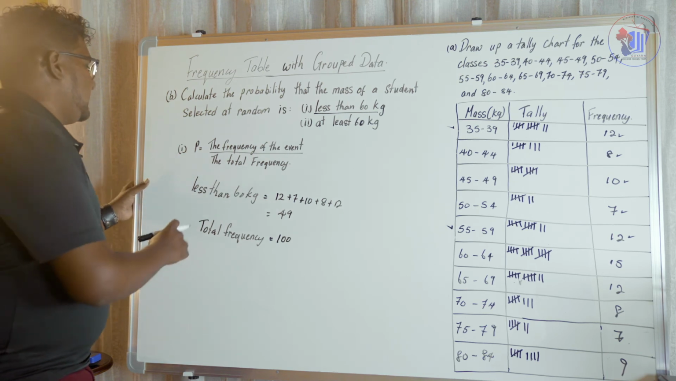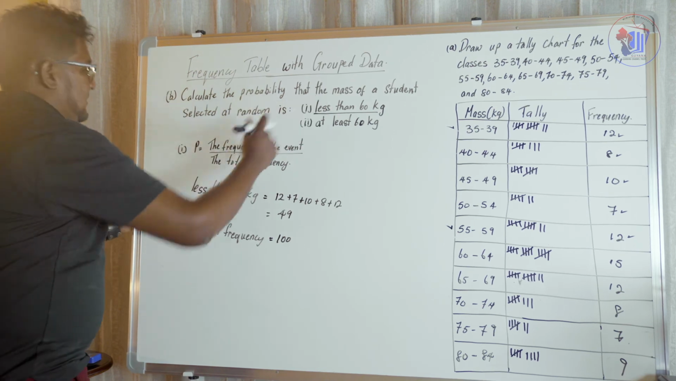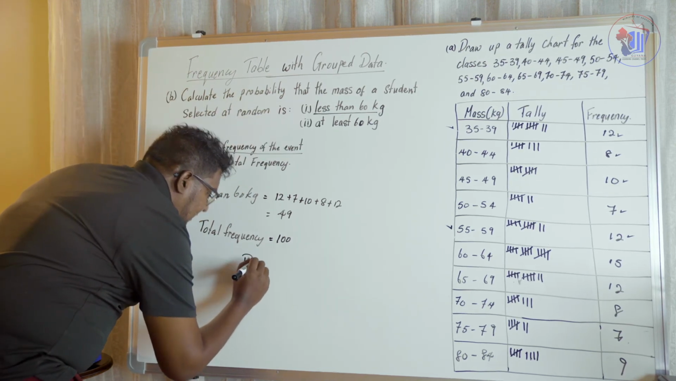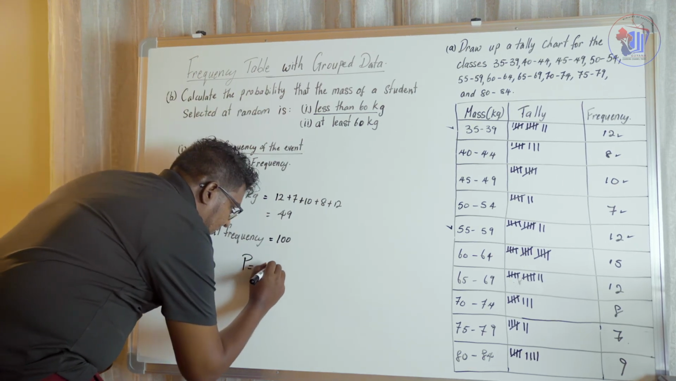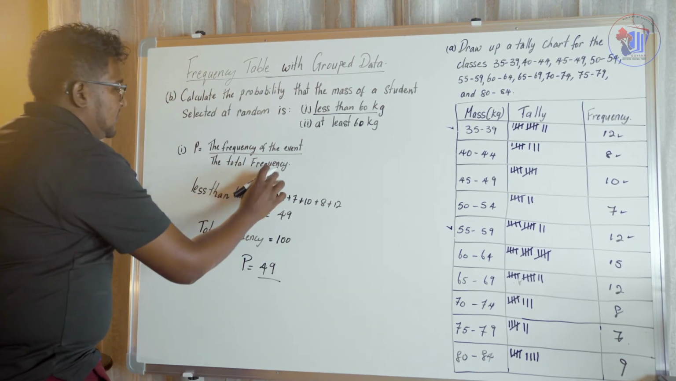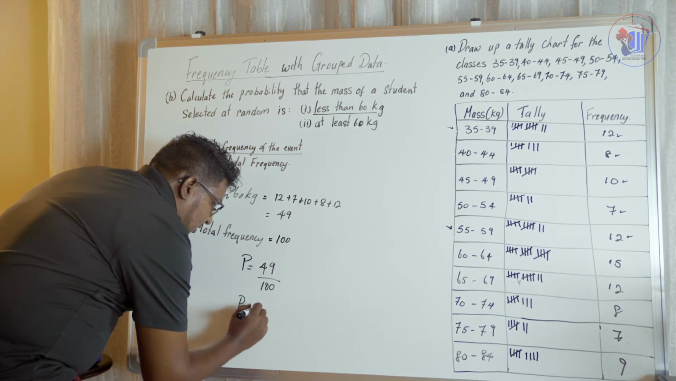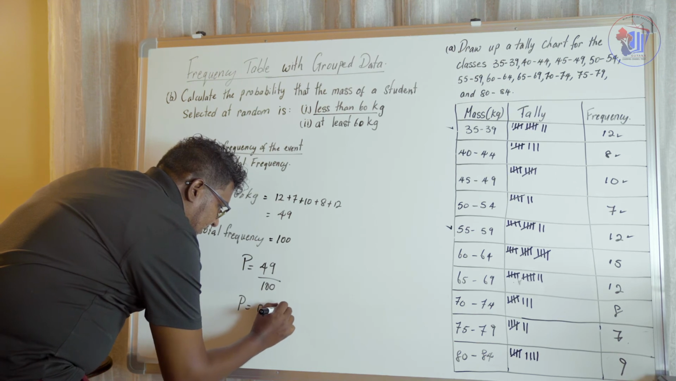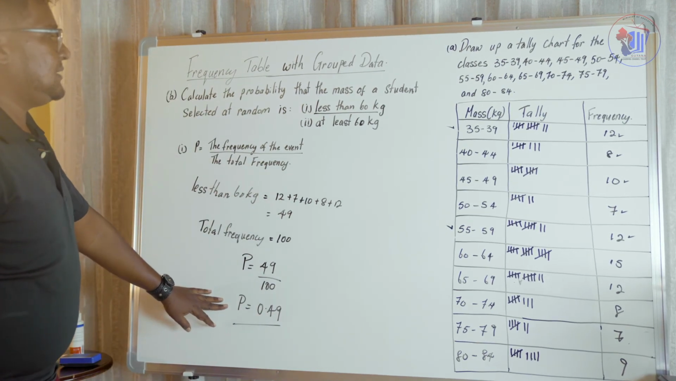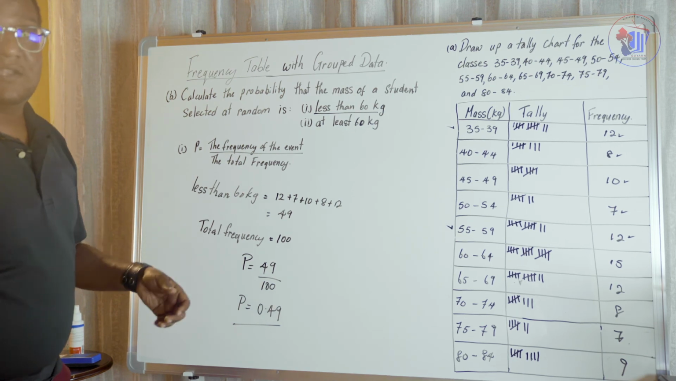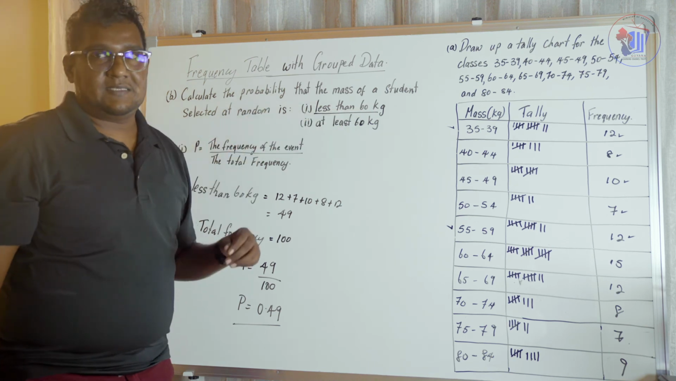So to find the probability that the mass of a student selected at random is less than 60 kg, we say P is equal to the frequency of the event, which we found to be 49, divided by the total frequencies, which is 100. 49 divided by 100 is going to give me 0.49. So 0.49 is the probability that if you select a student at random, their mass is going to be less than 60 kg.